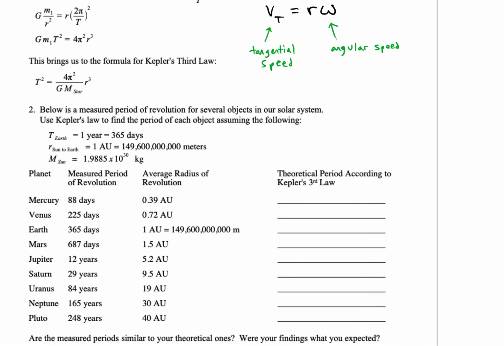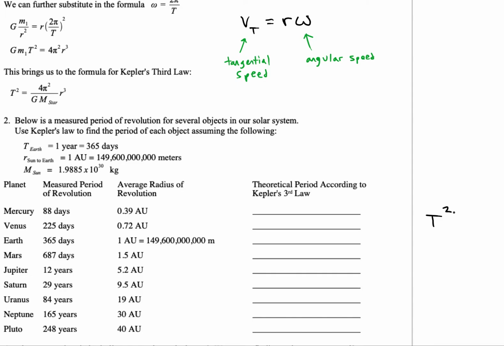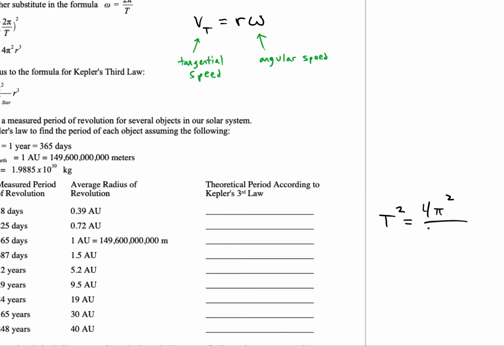So you could use that to find what the theoretical period of these different planets could be according to Kepler's law. We could try one just real quick. Let's try Earth, for example. We have to plug in everything that we know about Earth. We'll have T squared equals 4 pi squared over G times the mass of the star times r cubed.